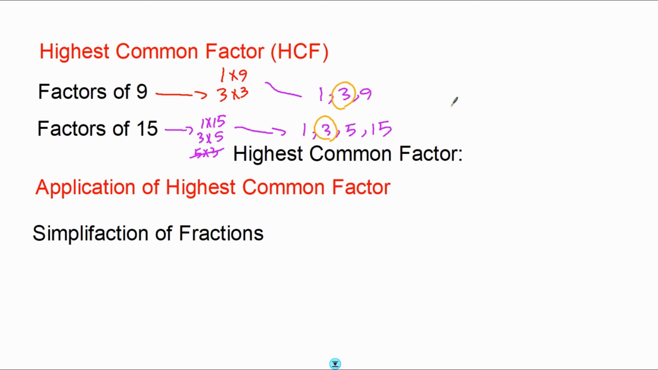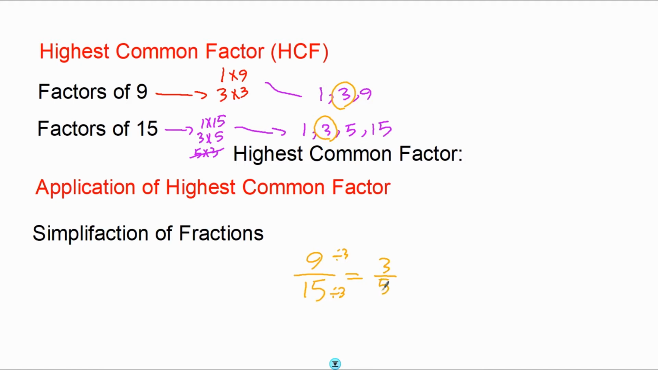So consider this, and then we come in here to applications of highest common factor. The main application is when we want to simplify fractions. So if I want to simplify 9 divided by 15, I can divide this by 3, divide this by 3, and that would be 3 over 5.